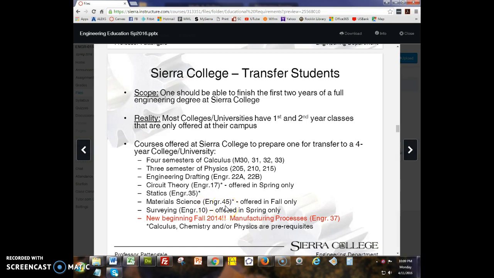Material science has a chemistry prerequisite, and it is offered in the fall only, so make sure when you're making your plan, you put Engineering 45 in the fall. And then surveying, if you're going to be a civil engineer, you do need a surveying class. We offer that in the spring only.